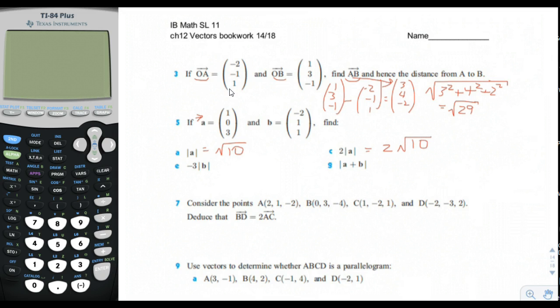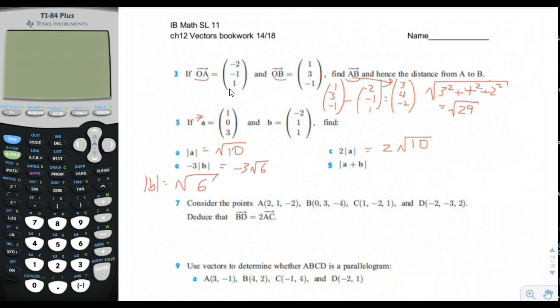Negative 3 times the length of B, so let's find the length of B first. It's equal to square root of 4 plus 1 plus 1, which is 6, square root of 6. And so it's negative 3 times square root of 6. So yeah, that would be the answer right there. Okay.